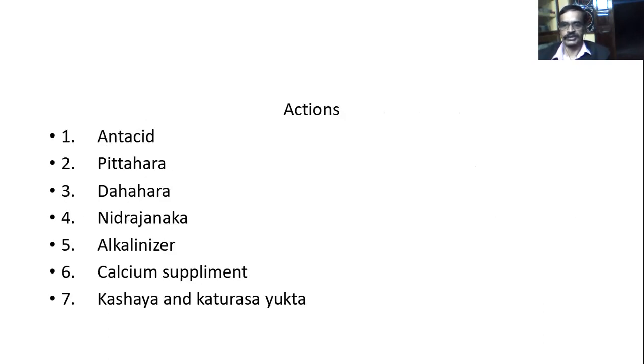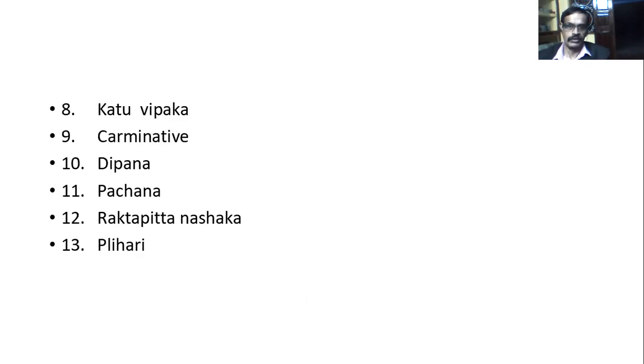Now, after seeing the Anupana Prayoga, let us see the actions. Depending upon the ingredients, the following actions are seen: antacid, Pittahara, Dahahara, Nidrajanaka, alkalinizer, calcium supplement, Kashaya and Katu Rasa, Katu Vipaka, carminative, Deepana, Pachana, Raktapittashamaka, Pliha hara.